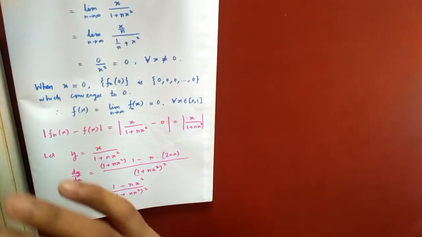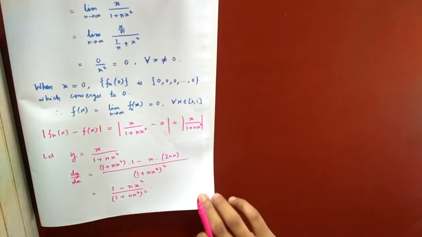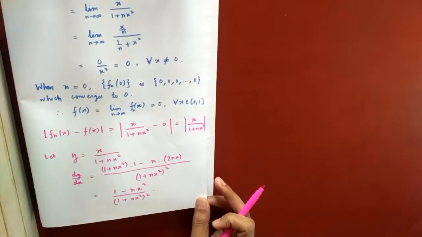Did you get my point? This is how you find the differentiation. You know the rule. What do you do for maxima and minima? You equate the first order derivative to 0. Are you getting my point? Yes, sir. So let's equate dy/dx equals 0.